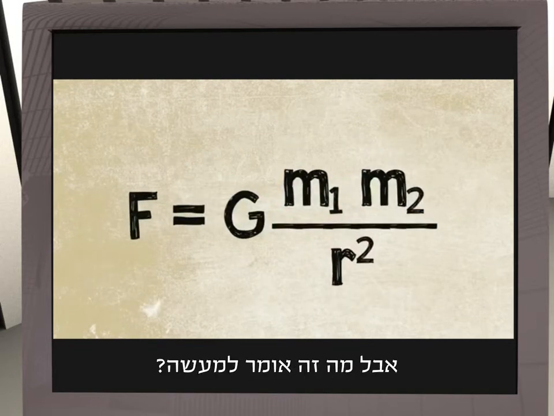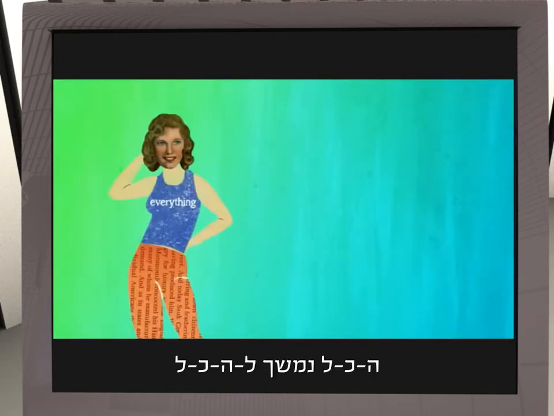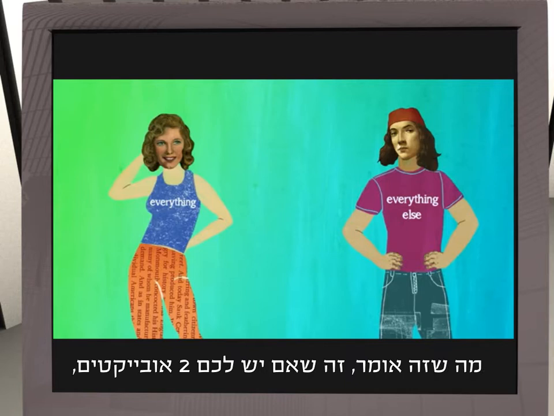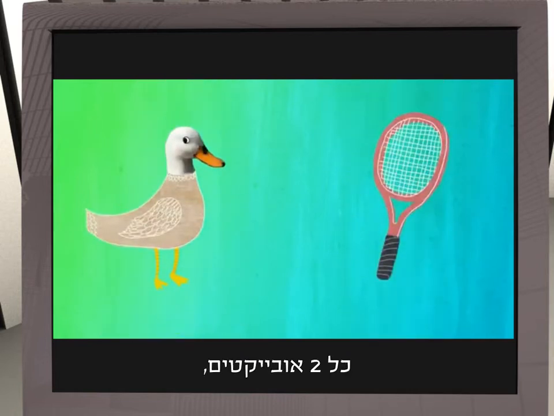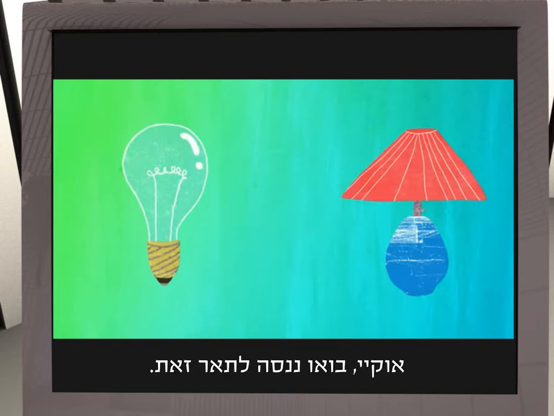But what does this actually mean? Well, it means that everything is attracted to everything else. And what I mean by that is that if you have two objects, any two objects, they are attracted to each other. Okay, let's try and wrap our minds around this.